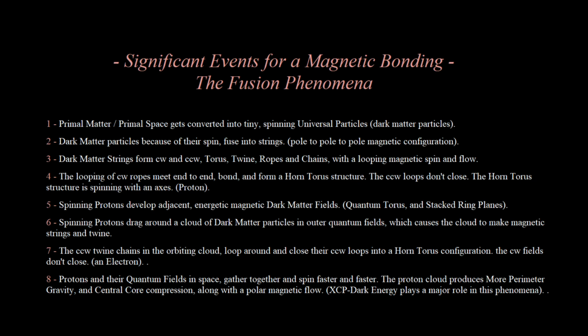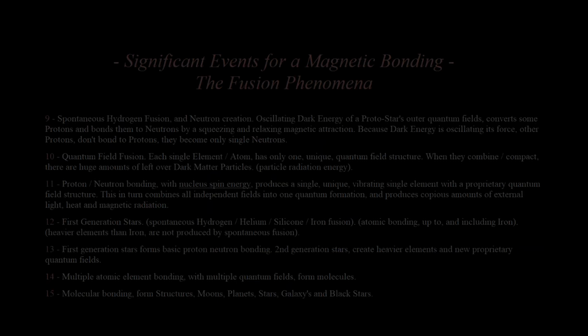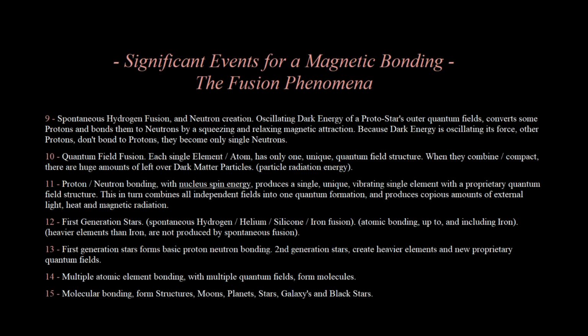An electron. 8. Protons and their quantum fields in space gather together and spin faster and faster. The proton cloud produces more perimeter gravity and central core compression, along with a polar magnetic flow. XCP dark energy plays a major role in this phenomenon. 9. Spontaneous hydrogen fusion and neutron creation.